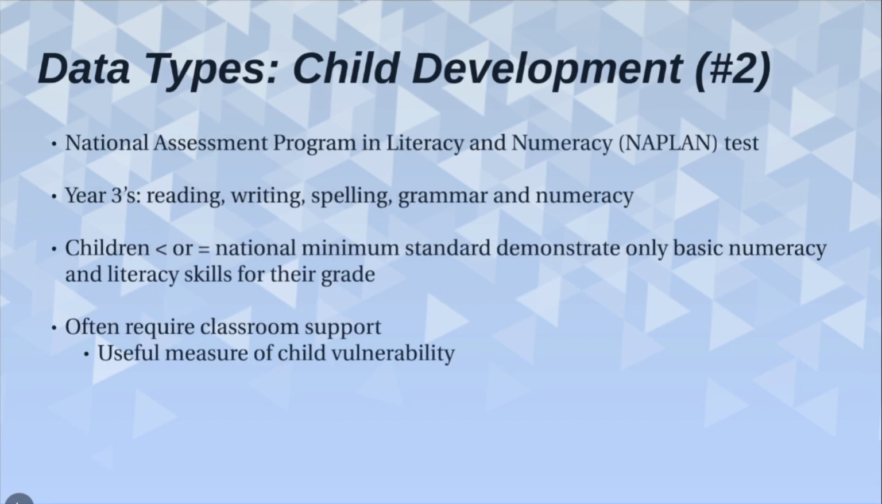And education as an outcome will be measured by NAPLAN scores, which are results of a test given to children in Year 3 covering reading, writing, spelling, grammar and numeracy. Children performing at or below the national minimum standard, which are bands 1 and 2, demonstrate only basic numeracy and literacy skills for their grade and often require classroom support. This is therefore a useful measure of child vulnerability.